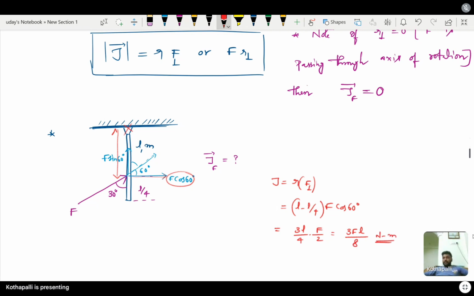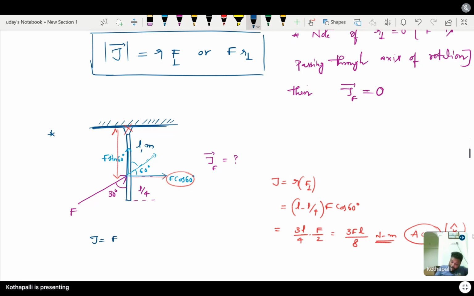Okay, clear? Clockwise or anti-clockwise? Because of this component, the rod will rotate like this, which is anti-clockwise. In our case, it is the k cap direction, according to the plane.